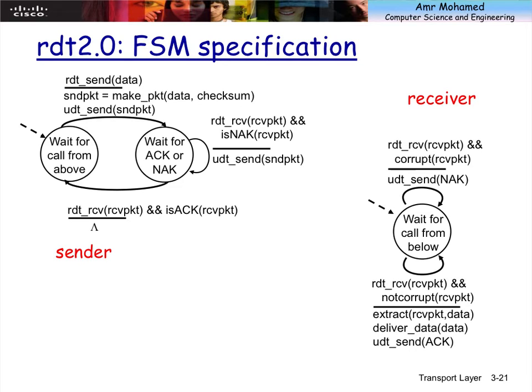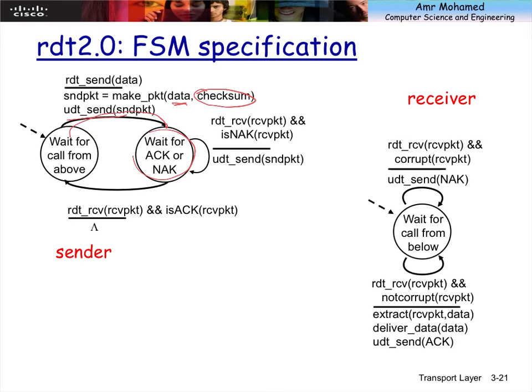So if the two possibilities are whether I'm waiting for a packet from above, in that case I make the packet, and as you can see here, in addition to the data we have the checksum. This checksum is what I use to know whether the packet has been corrupted or not. Once I do this, I send the packet, and then I transition to this state.